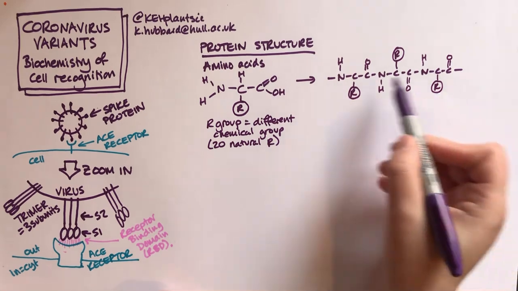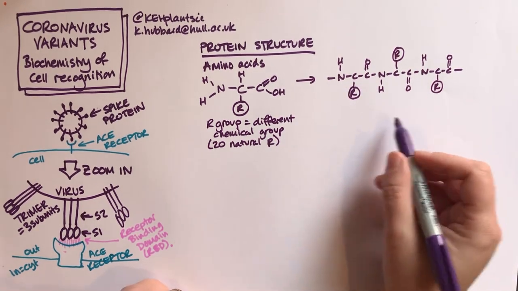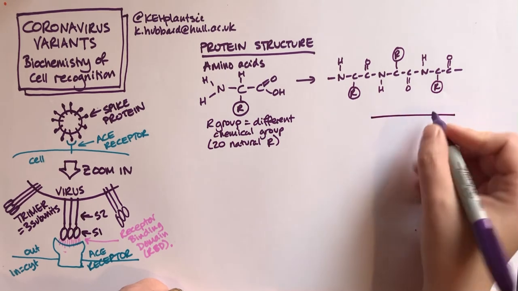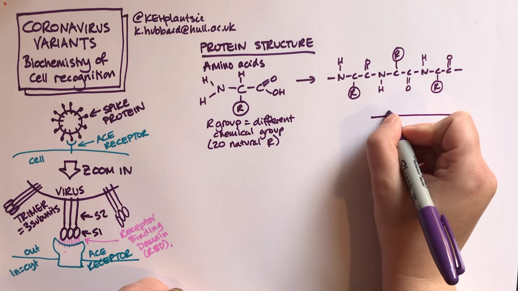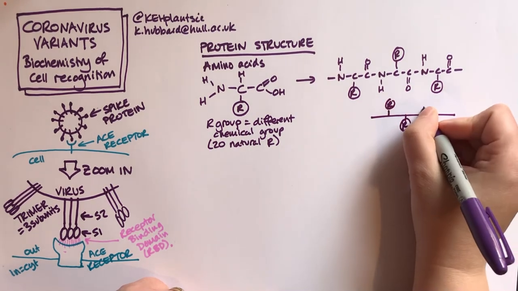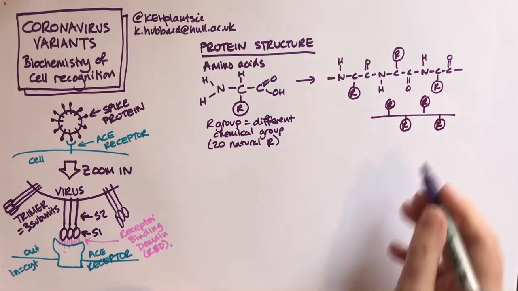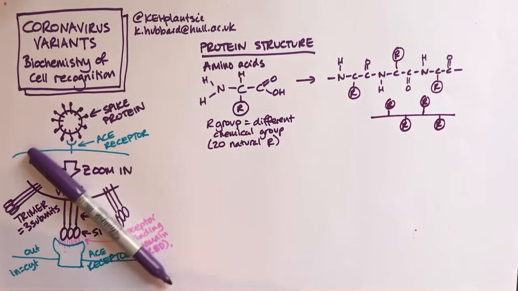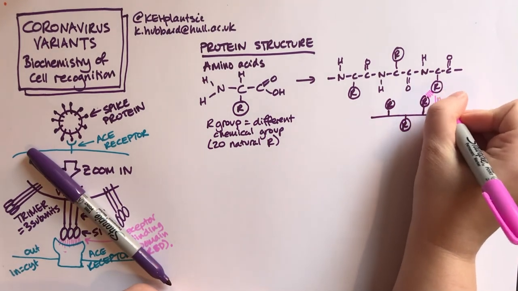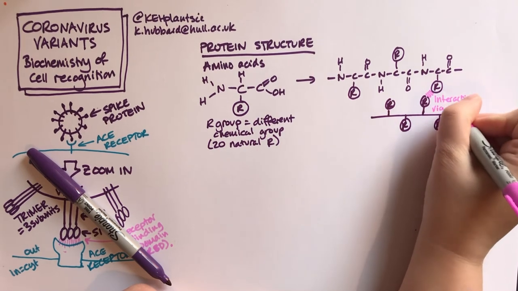So that's my protein chain. We've got these different groups sitting off the side of it. Then if another protein chain comes along, which I'll just summarise in a line diagram, we've got an R group there, an R group there, an R group there. When you've got two different bits of protein coming together, they can have an interaction via the R group.